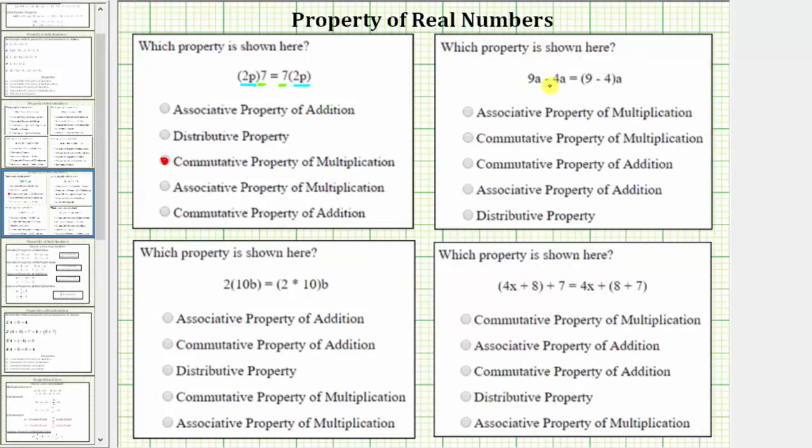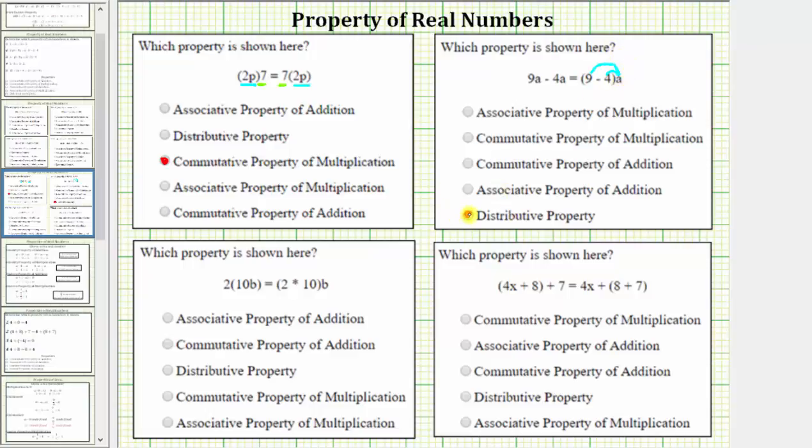Next we have 9a minus 4a equals the quantity 9 minus 4 times a. For this example, let's work from the right side to the left side. Notice how to get to the left side, both terms inside the parentheses are multiplied by a. Again, we have 9 times a minus 4 times a on the left side. Because both terms inside the parentheses are multiplied by a, we say we distributed the a. This is an example of the distributive property.